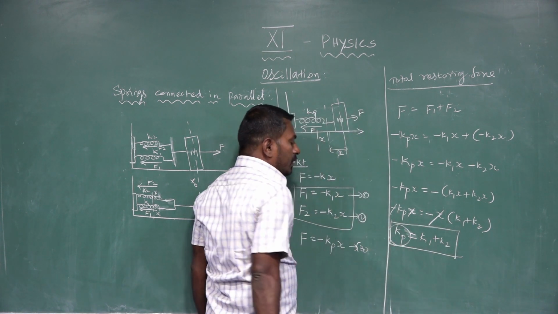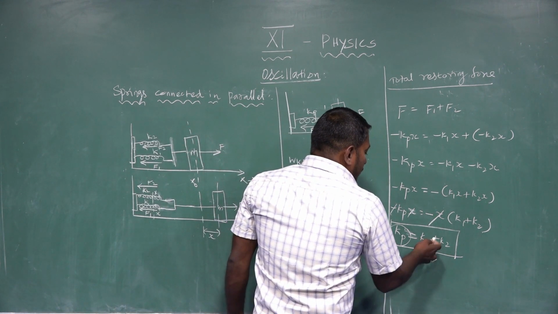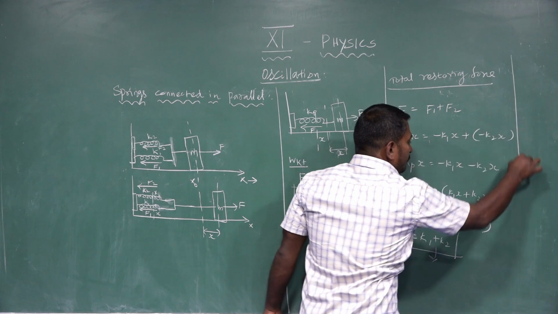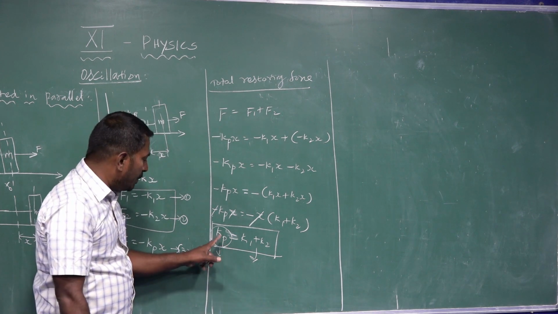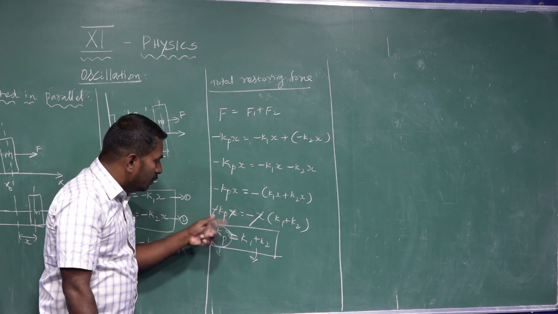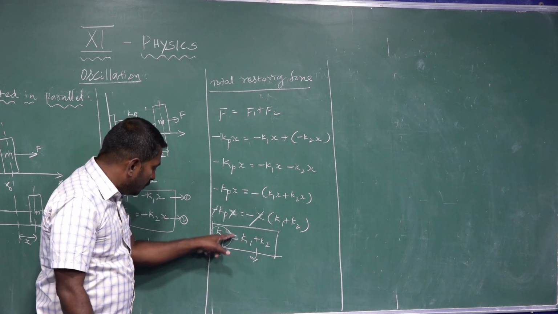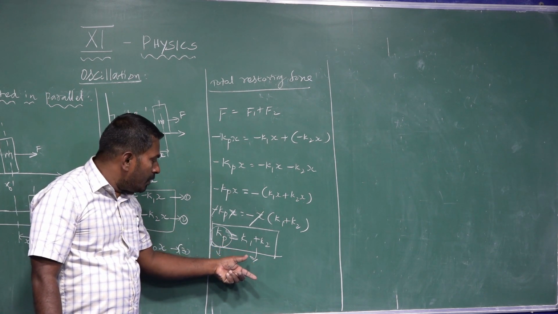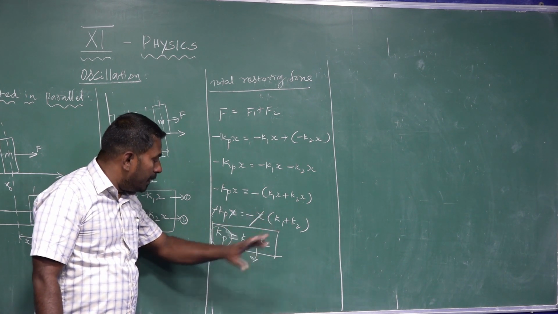So this is the effective spring constant for springs connected in parallel, which is equal to the sum of the spring constants of the individual springs. The effective spring constant connected in parallel has a greater value compared to the spring constant of any individual spring connected in parallel.